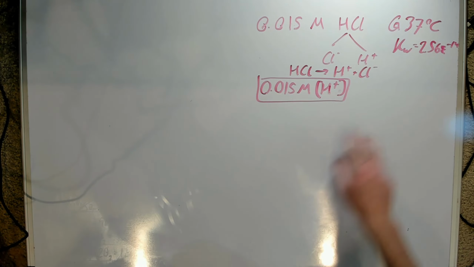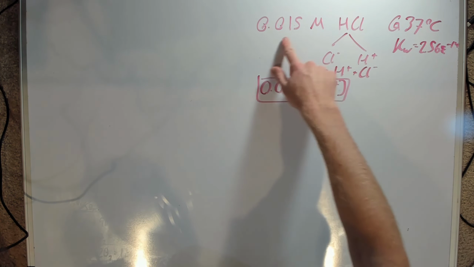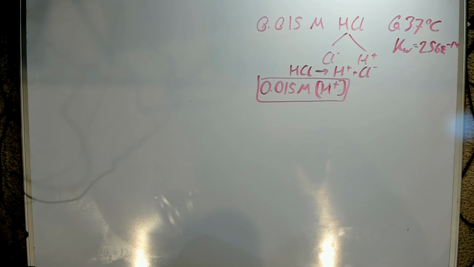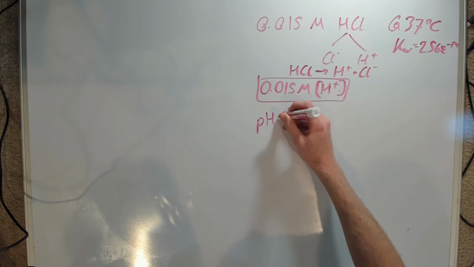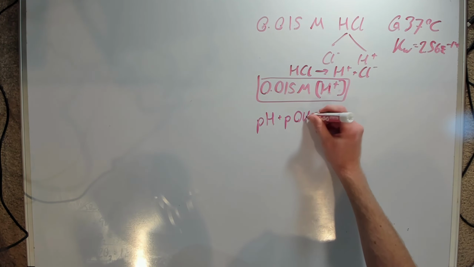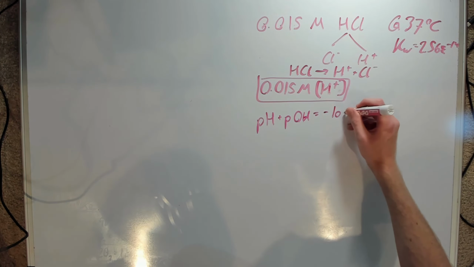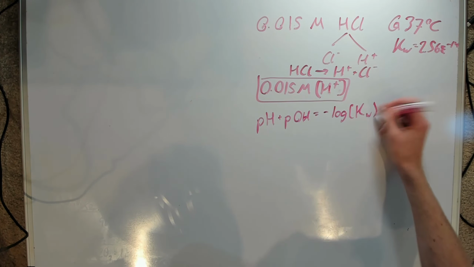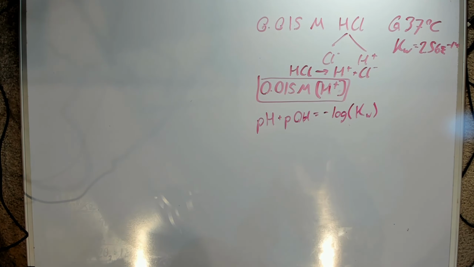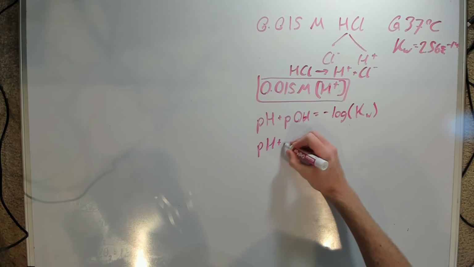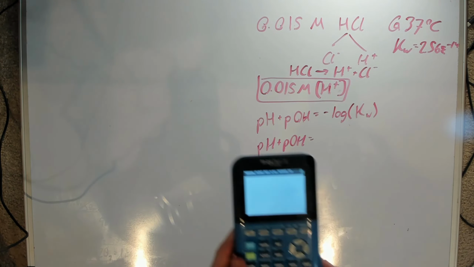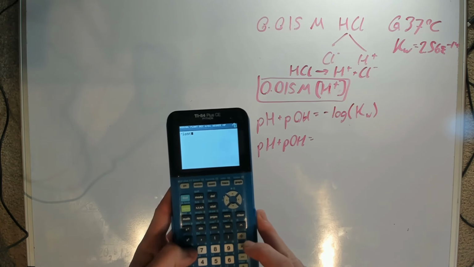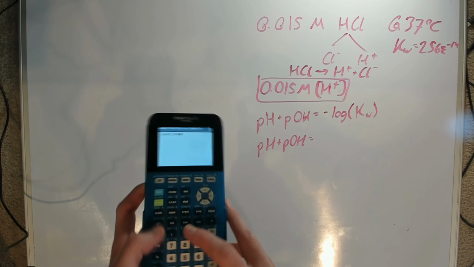So now this doesn't change, because that's just a constant based on how much stuff we're adding, because it's, again, a strong acid. So now Kw is equal to this, which means that pH plus pOH, this is the equation I told you to memorize, is the negative logarithm of Kw. So if we plug this into our calculator, pH plus pOH is equal to whatever this number is. So let's go negative log, and try to put it away so you guys can still see what's going on.